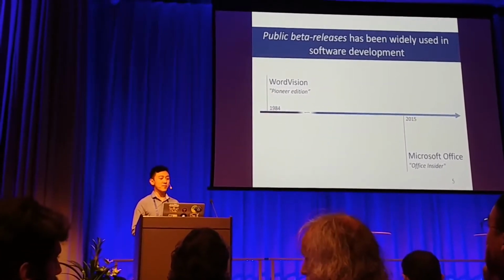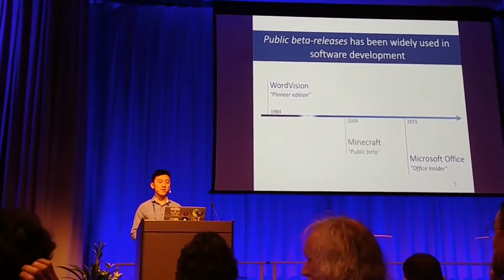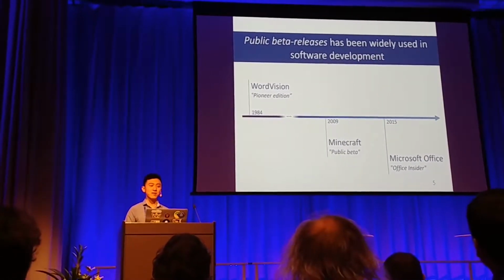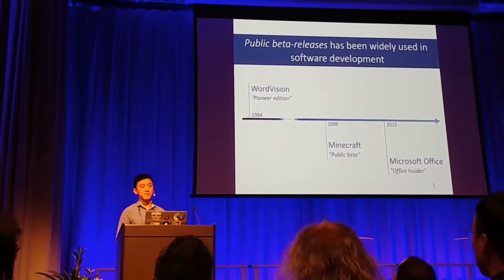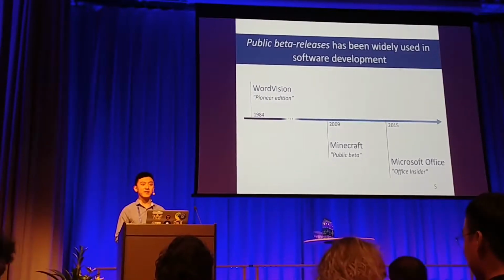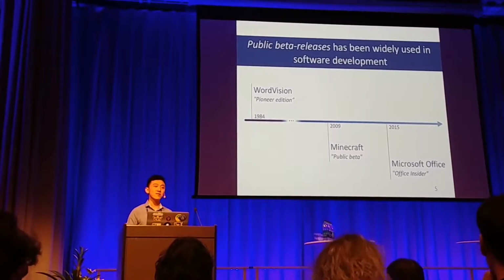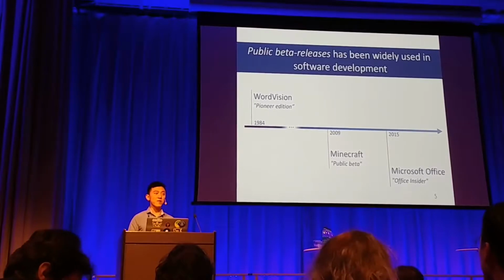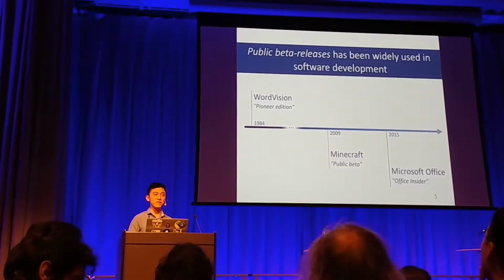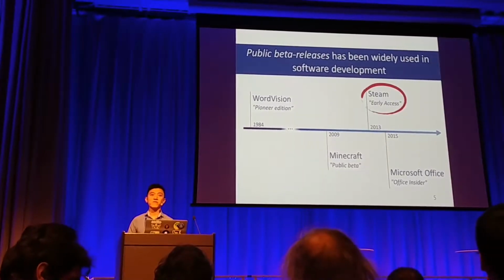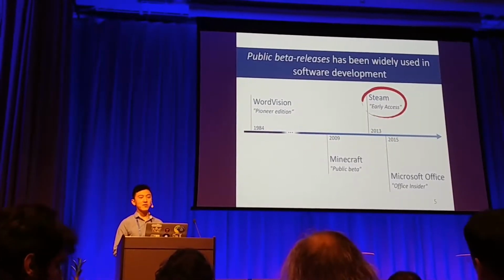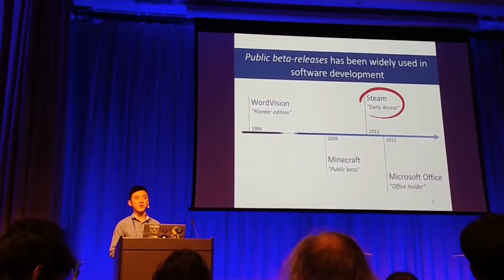The model has also been applied in the game industry. For example, in 2009, there was a very famous game called Minecraft, which was released as a public beta version. And Minecraft gained a tremendous success, which allowed the developer to quit his job and work on the game full-time. In light of the success of games such as Minecraft, in 2013, the Steam platform, which is currently the dominant PC gaming distribution platform, released a new model called the Early Access Model.